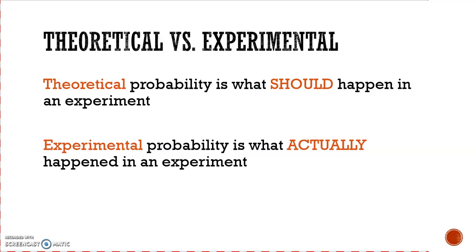So theoretical and experimental probability are a little bit different. Theoretical is what should happen in an experiment. Experimental is what actually happened. So let's take, for example, flipping a coin 50 times. Theoretically, it should land on heads half and tails half. So it should be 25 times for heads, 25 times for tails. That would be the theoretical probability because that is what should happen.